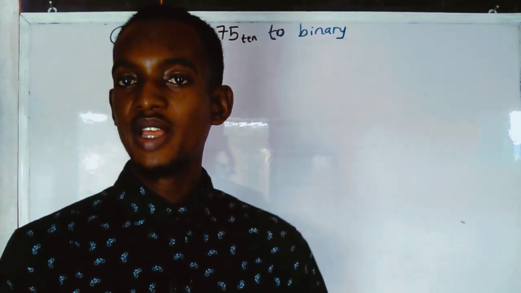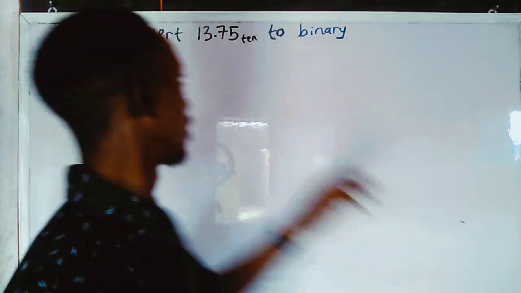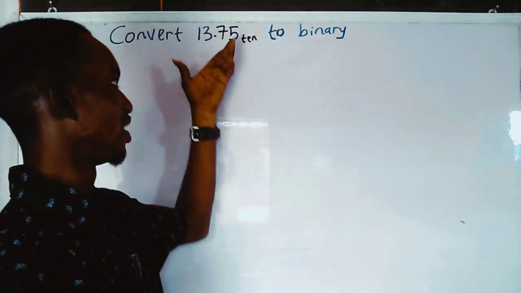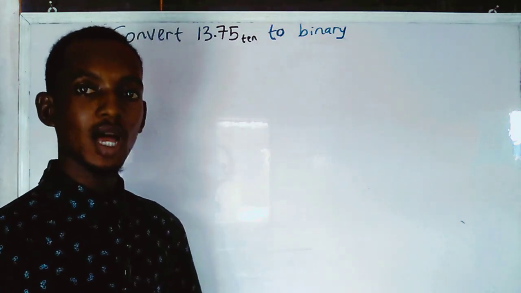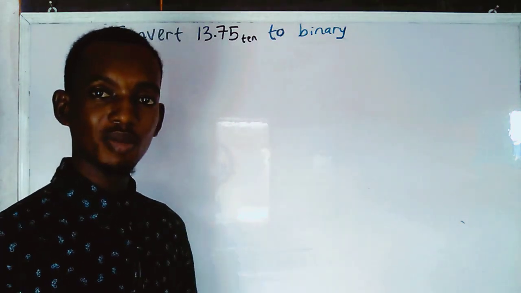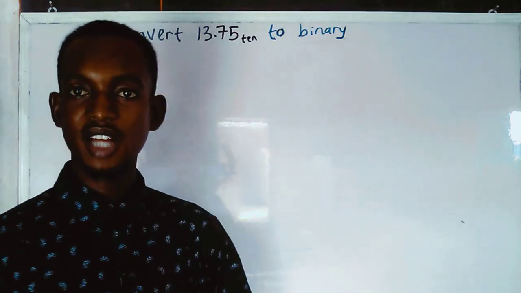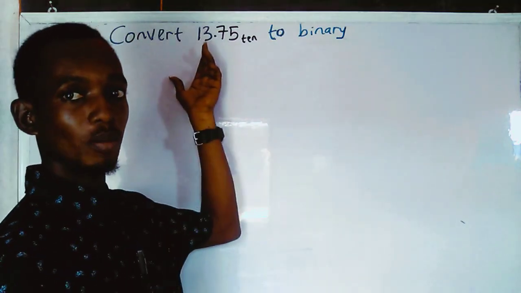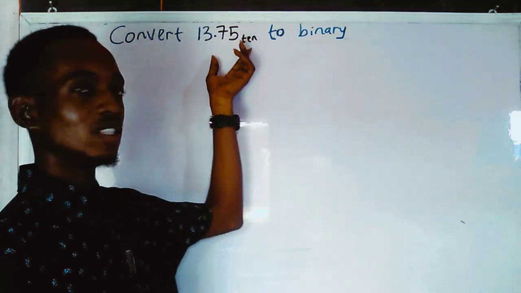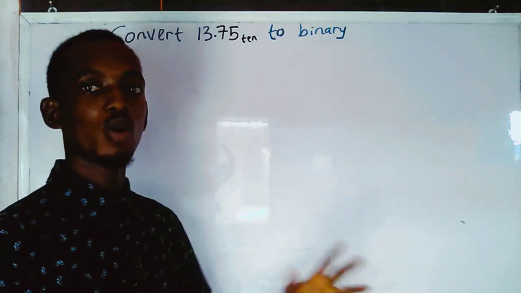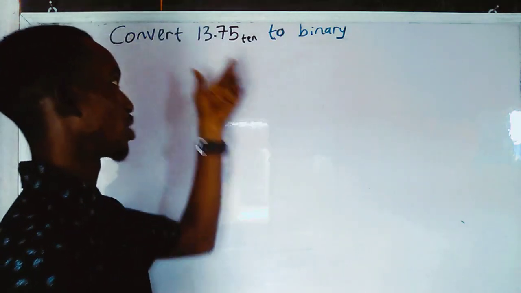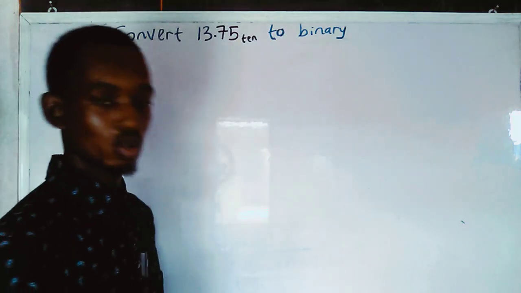Okay, so hello. Here we are to convert 13.75 base 10 to binary. Now, this is a decimal number. You might be like, can we convert a decimal number to binary? Yes, it's actually very possible. What we're going to do is convert the whole number to binary, convert the decimal part to binary, then join our results together. It's very simple. So we start by converting 13 base 10 to base 2.